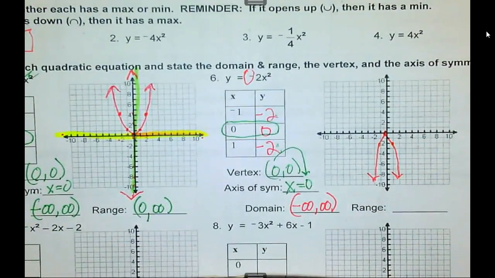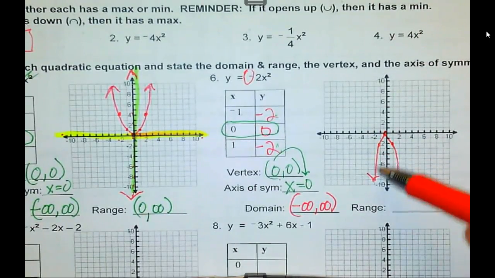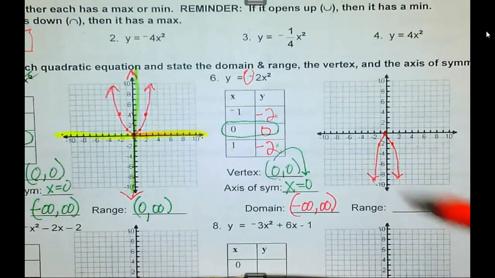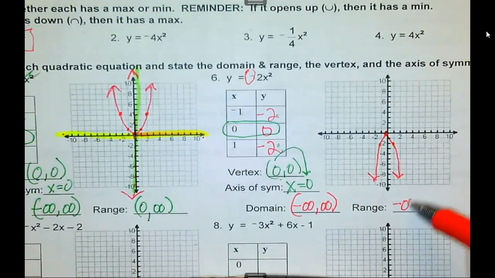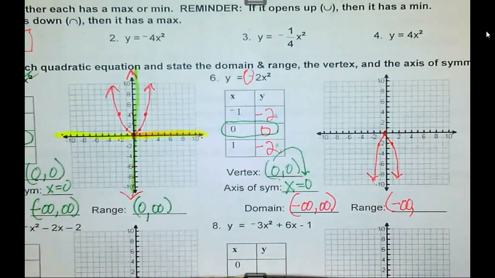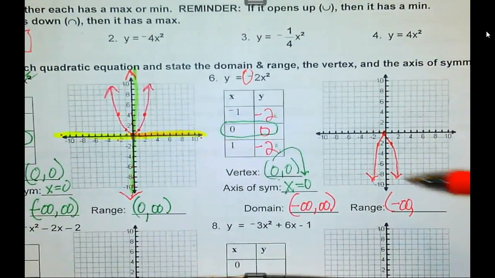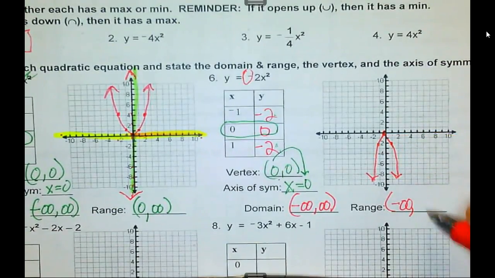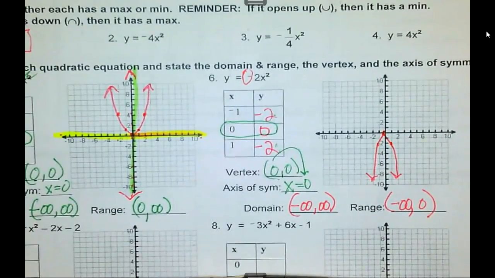Okay, what's my minimum y value here? What's my smallest y value? Now, if it goes this way forever and ever and ever on the negative, it's got to be negative infinity. Then what's going to be my highest point for y? 0, my maximum. And I'm done.